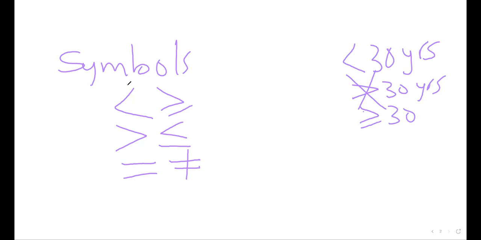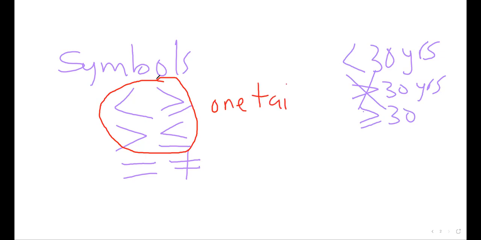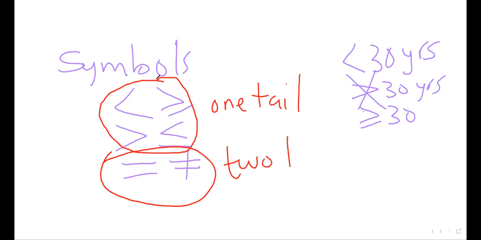Okay. Now, these four main symbols that I just looked at are known as one-tail testing. They are used for one-tail testing. And then these ones, which are just these two, are known as two-tail testing. Two-tail.